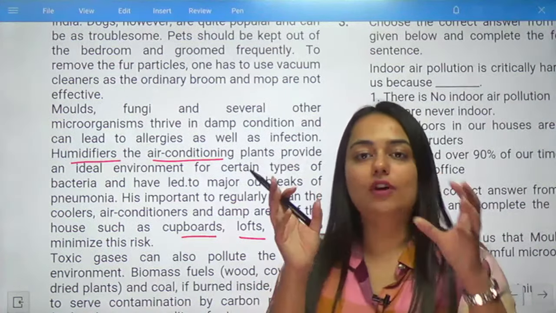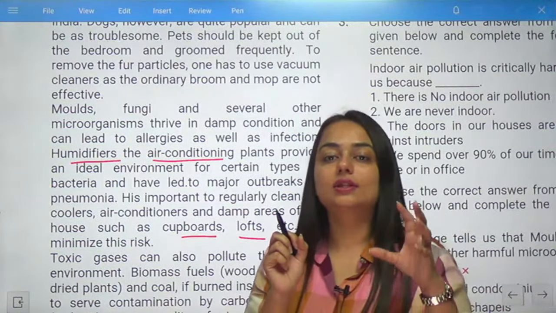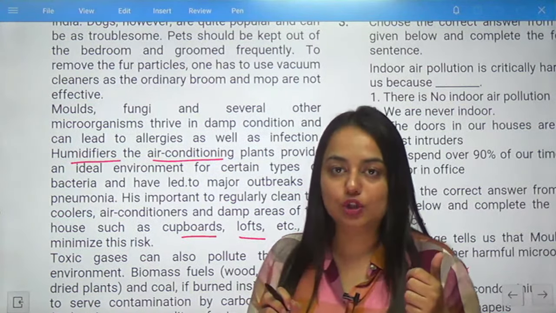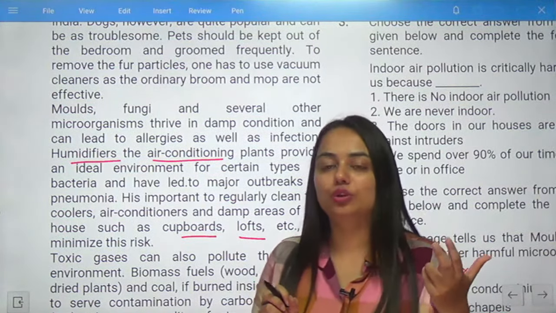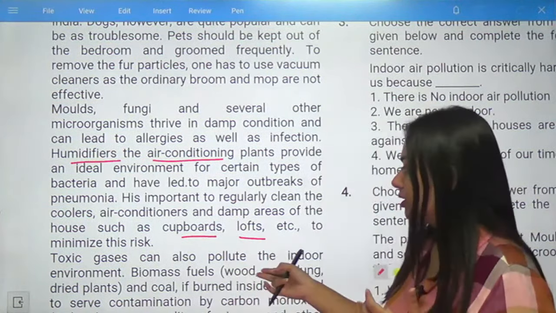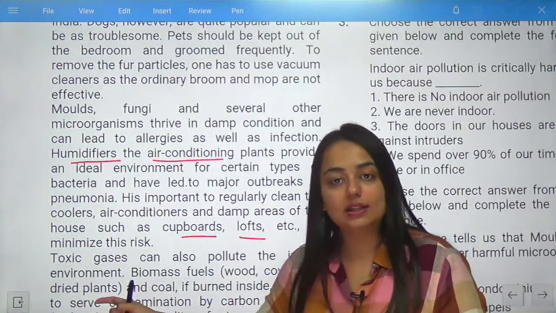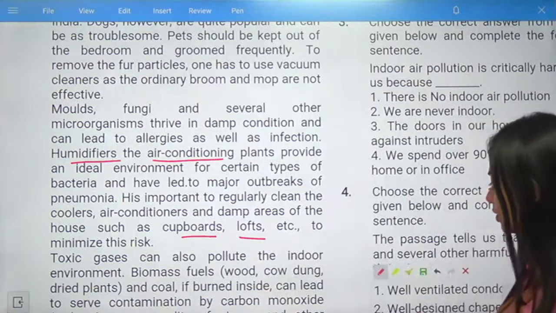तो indoor environment को कौन-कौन से allergens toxic बना सकते हैं? First of all, he started with the allergens, the types of it. Then he moved on to the microorganisms, and now what is he talking about? The writer is now talking about the toxic gases. अब हमारे houses में toxic gases कौन सी होती हैं?